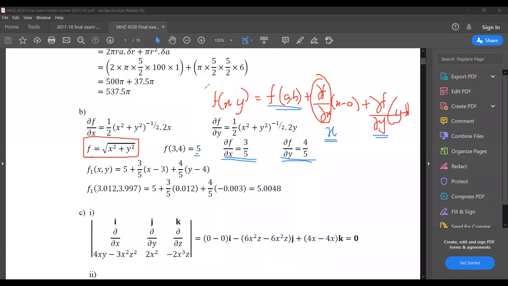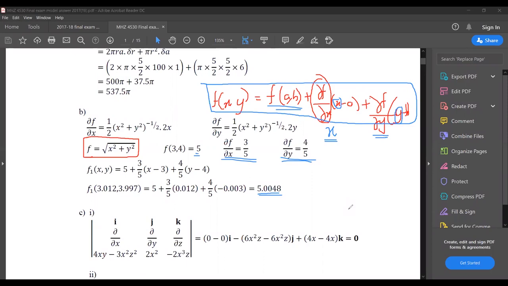The next thing is you have to substitute in the Taylor polynomial approximation equation. Here for x and y, you have to substitute the actual values asked in the question, that is 3.012 and 3.997. After substituting this and solving, you will get the answer 5.0048. Use a calculator and, if you want, you can check it now. You will get this answer exactly. If you have any questions, you can raise your hand and ask.